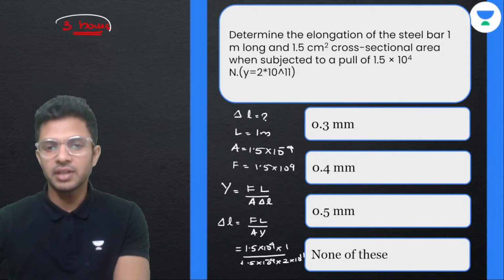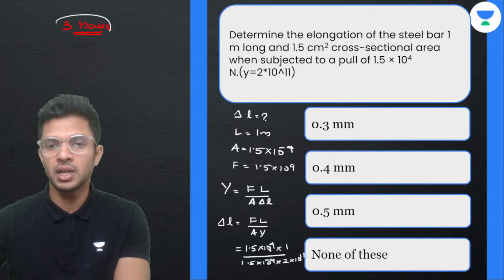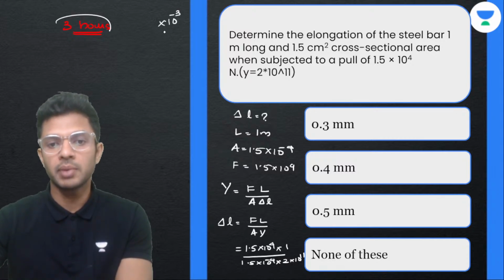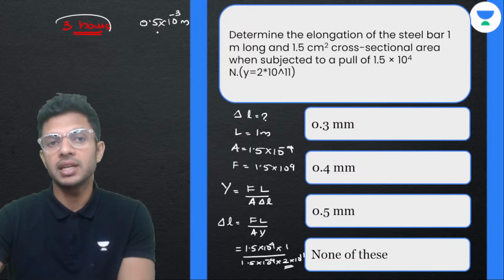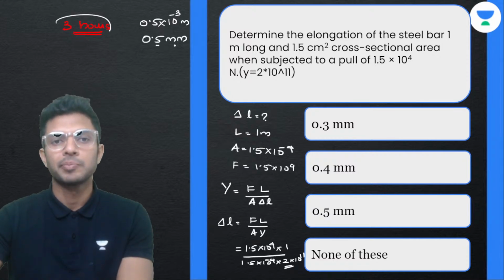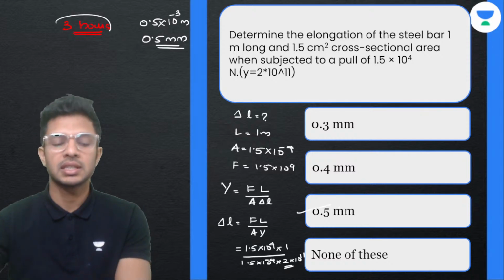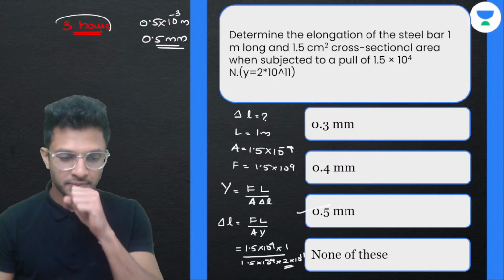1.5 cancels, 10 power minus 4 goes up, so 10 power plus 8. These two together, 10 power 11 goes up, becomes 10 power minus 11. So 10 power 8 into 10 power minus 11 is 10 power minus 3, and 1 by 2 here, we have 2 in the denominator. 1 by 2 makes it 0.5. So this is 0.5 into 10 power minus 3 meters or 0.5 millimeters. Option C will be our answer.